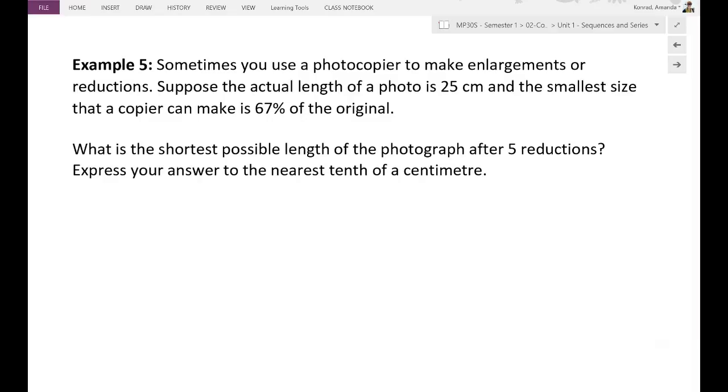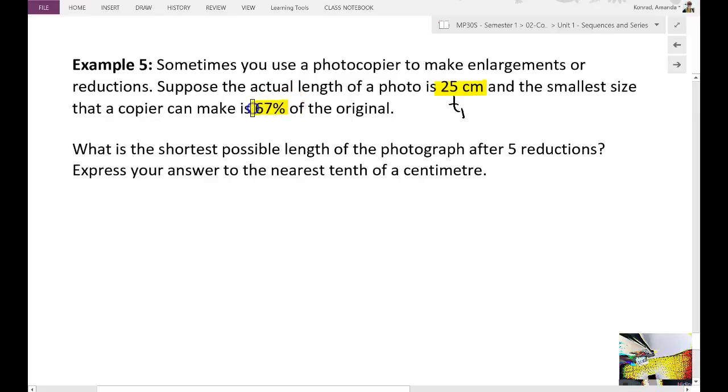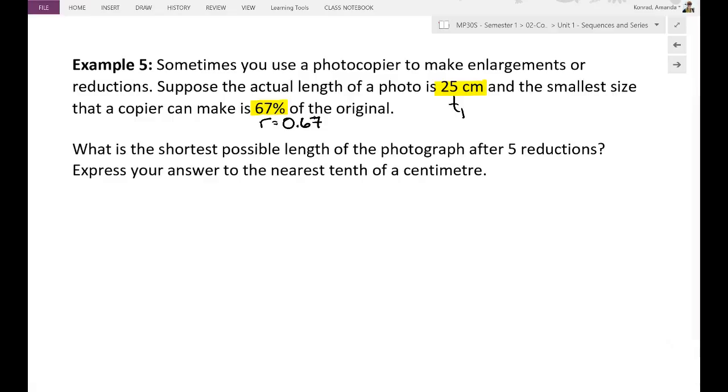So again, let's take up our highlighter, pick out some information. 25 centimeters is going to be our term 1. 67% is going to be our R value. But again, we want to put it in decimal form, so it's going to be 0.67. This time I do not include that 1 in front of the decimal place because I'm not making it larger. I don't want to include the original size plus some. I'm taking away that other piece. I'm only going to be left with 67%.